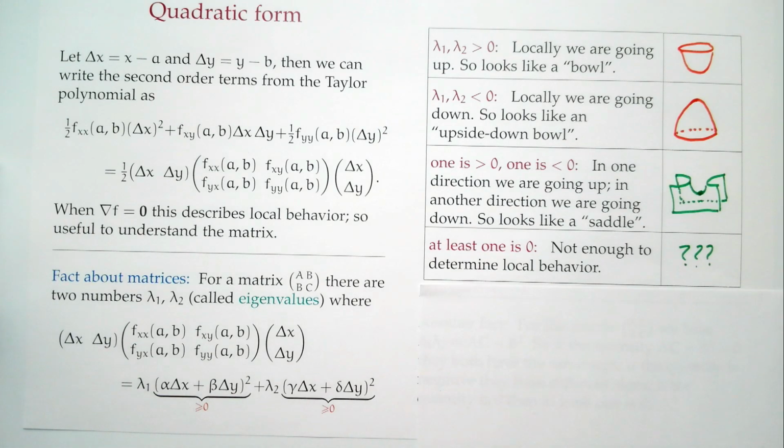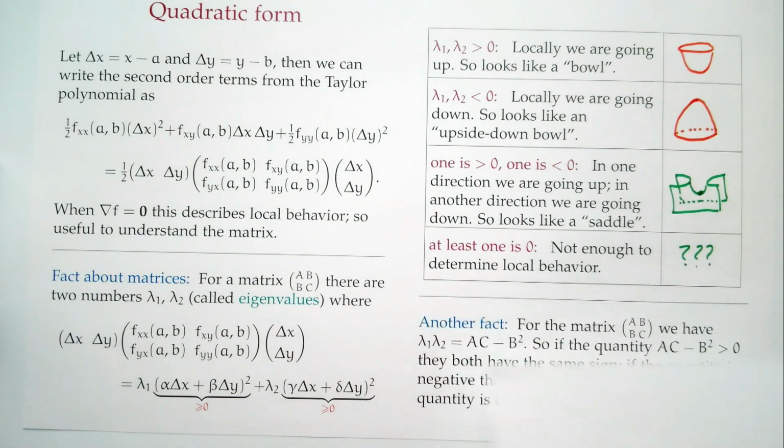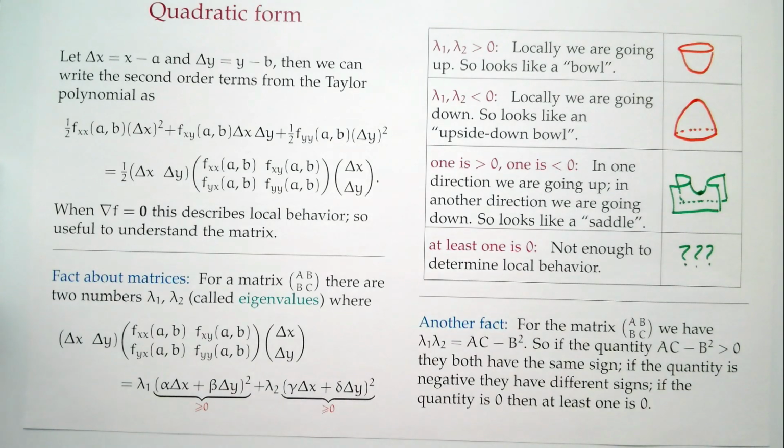Okay, so what's the good news? Well, it turns out that if we have this 2 by 2 matrix, lambda 1 times lambda 2 is equal to AC minus B squared. So if AC minus B squared is positive, they both have the same sign. If AC minus B squared is negative, they both have different signs. And if it turns out that we get 0, then one of them is 0.